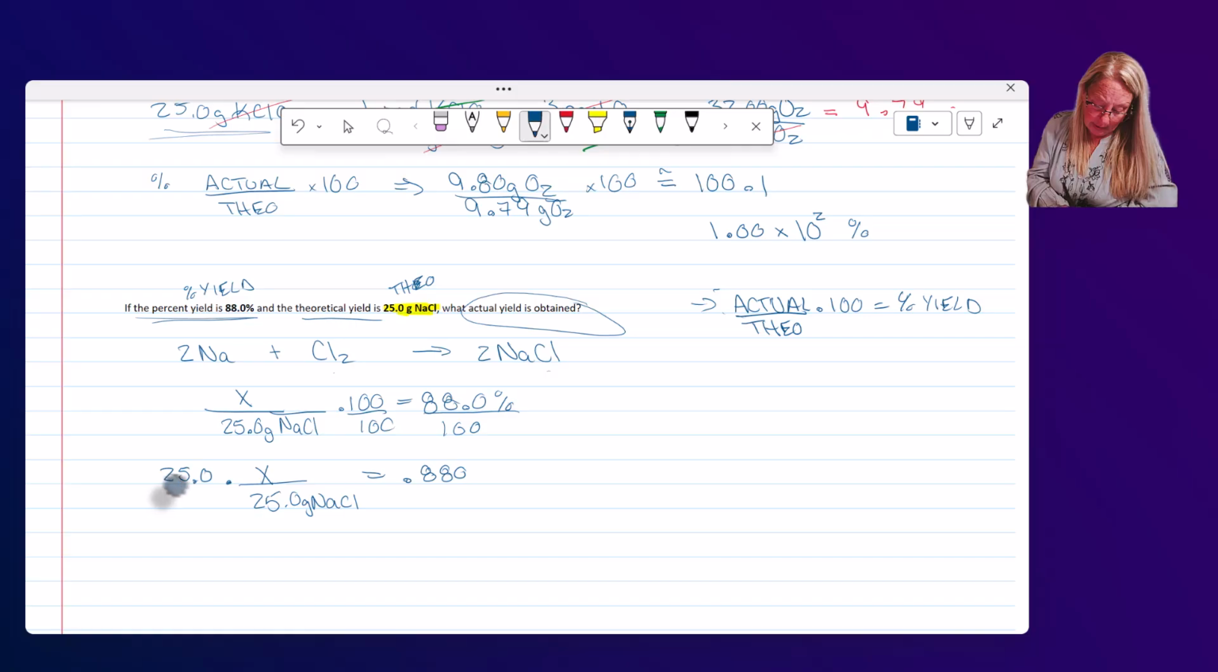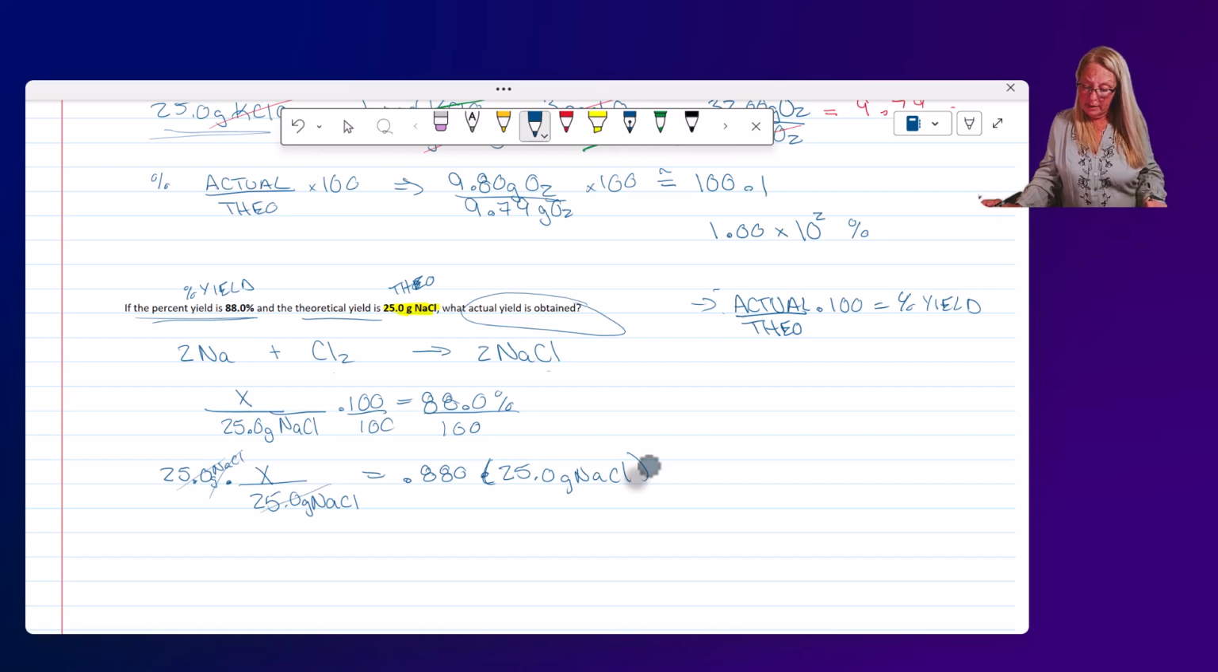So if in doubt, look at my units, the whole shebang cancels here. Whatever I do to one side, I must do to the other. So I'll go and do that. Parentheses, so times 25.0 grams NaCl. So notice I'm going to get the mass of NaCl.